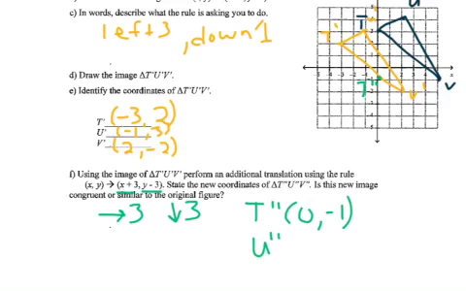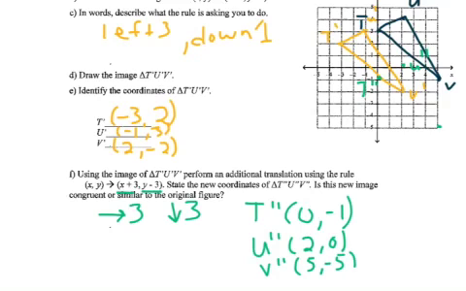U double prime, remember I'm doing the same thing. I'm going to go right 3 and down 3. And right there, it's hard to do it on this grid, would be U double prime, which is at the ordered pair 2, 0. And lastly, for V double prime, I start at V, I go right 3 and down 3. That would be right there, which would be at the ordered pair 5, comma, negative 5.